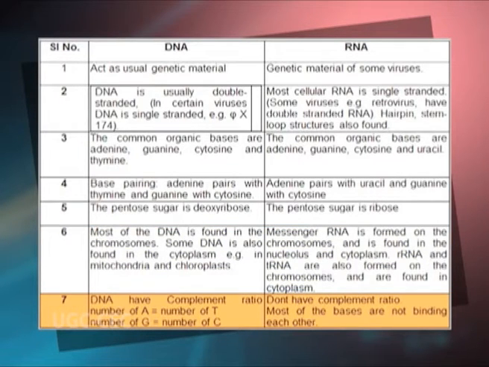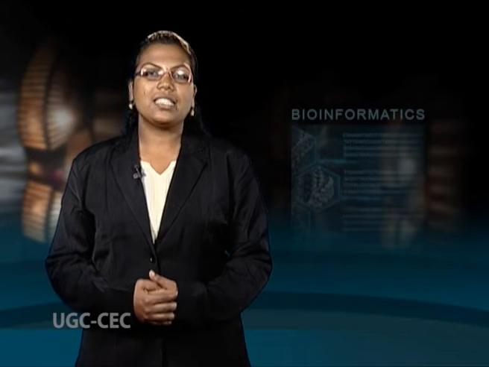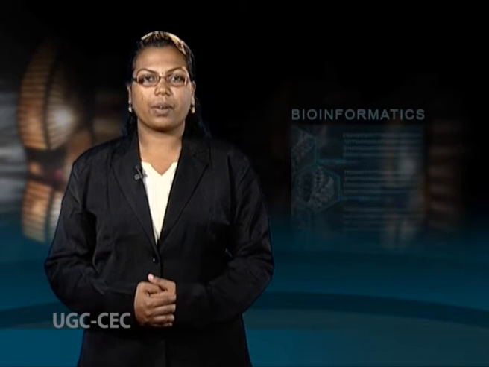DNA has a complement ratio, number of A is equal to number of T and number of G is equal to number of C. But in the case of RNA, there is no complement ratio and most of the bases are not binding each other. Let us summarize what we have discussed so far.